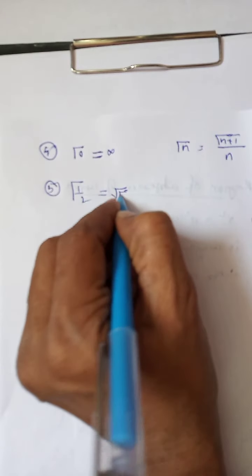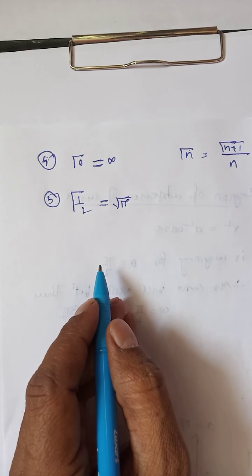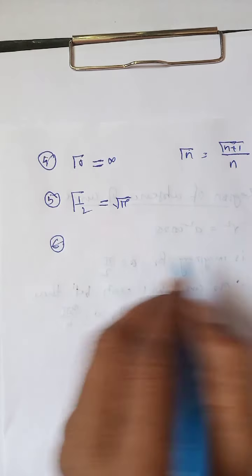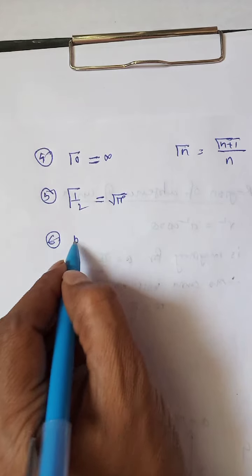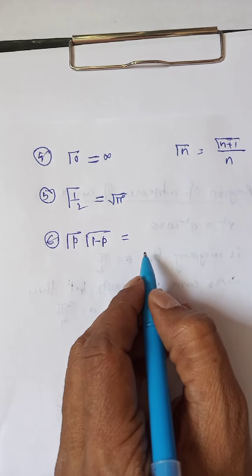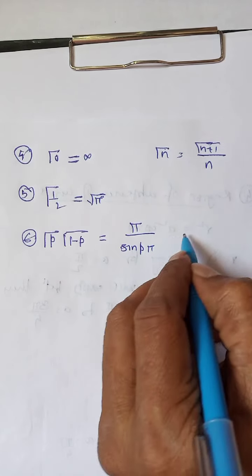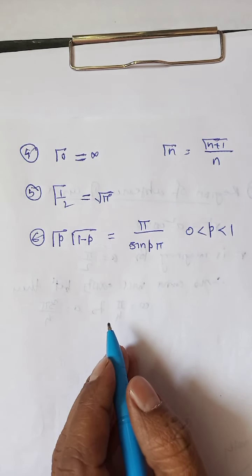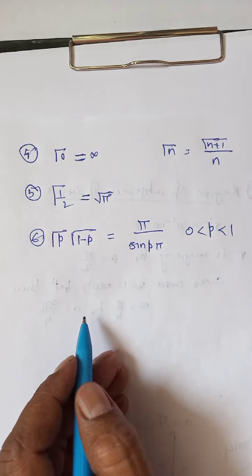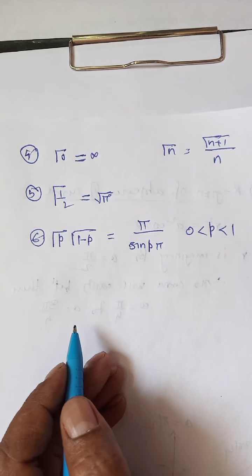Next result: gamma half is root pi. So we'll see the proof later on, after discussing the beta function, of why gamma half is root pi. The next property: gamma p into gamma 1 minus p is pi by sine p pi, where p varies from 0 to 1. So this p should vary between 0 and 1, and then we'll apply this result. Gamma p, gamma 1 minus p is equal to pi by sine p pi.